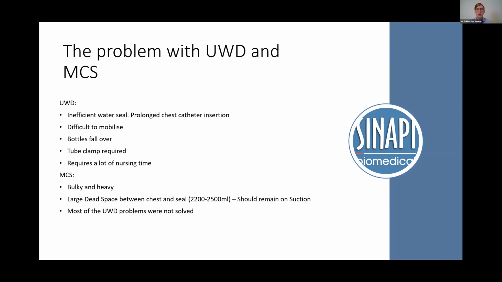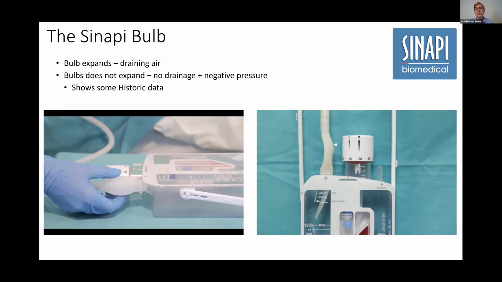Secondly, it shows some historic data, because if you come and you press the bulb, let's say at 12 o'clock, then at 12:30 you come back, it's still depressed, you know that there was no air drainage or no fluid drainage in the last 30 minutes, because only when fluid or air from the chest is drained will the bulb expand. So it shows you a little bit of historic data. And it also shows you immediately that there's negative pressure in the pleural space. Only when it stays depressed is there negative pressure.